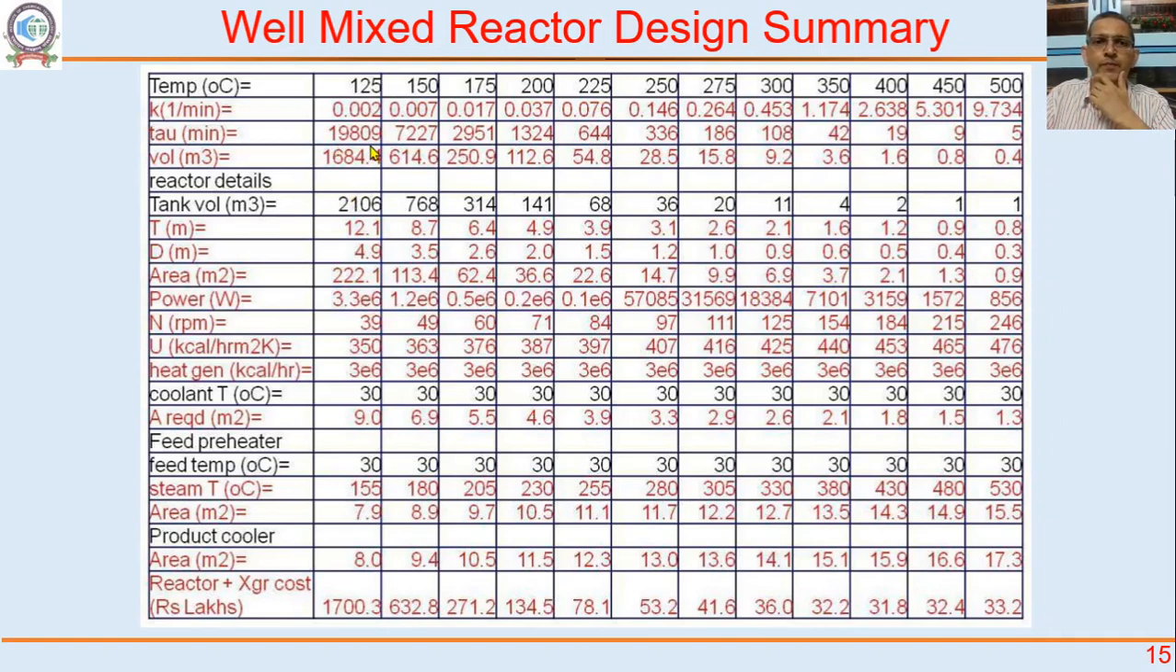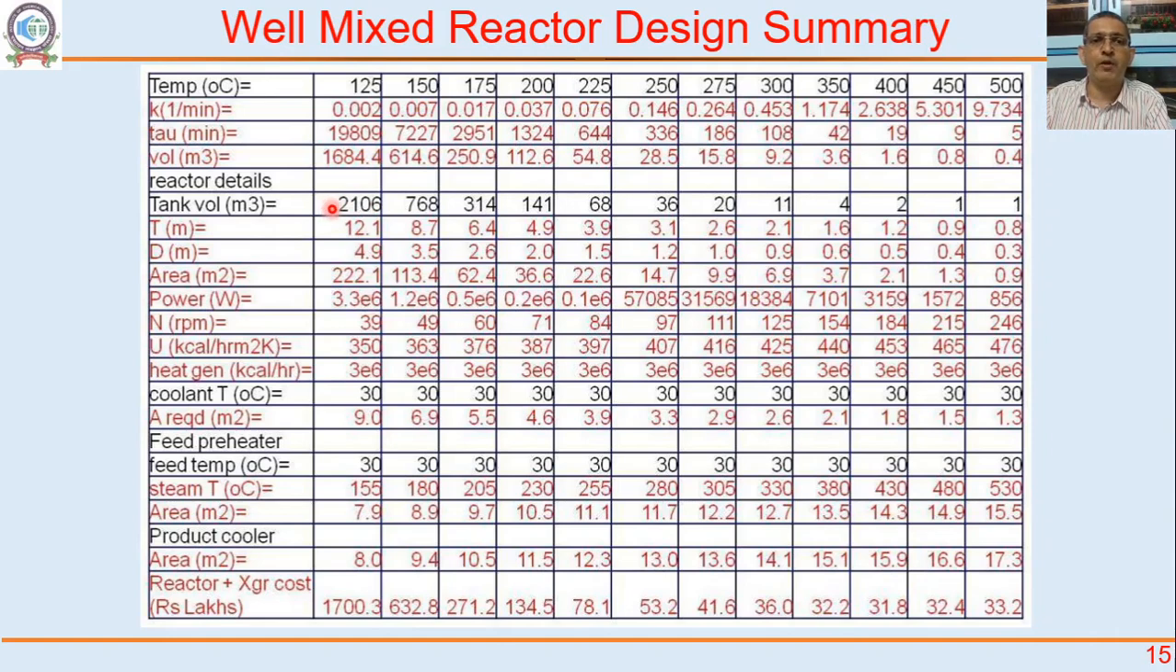1684 meter cube, 1684 meter cube versus 0.4 meter cube. Now this, if I have to convert it into volume, I have to have some head space, so this becomes 2000 meter cube. Some liquid level, some space above the liquid level, that's called as head space.